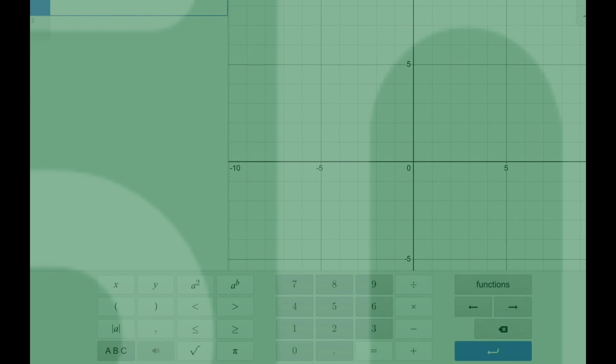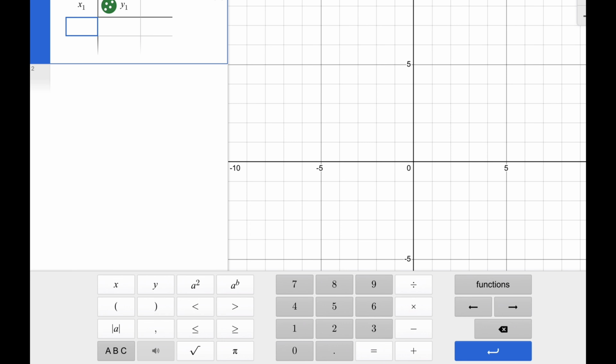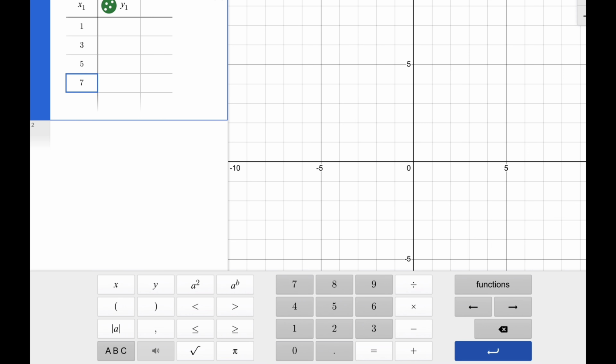So if I go to Desmos, I'm going to click the plus up there and add a table. And so my table values, I'm going to do 1, 3, 5, 7, 9. And then for my y values, I am doing 9, 12, 16, 25, and 34.